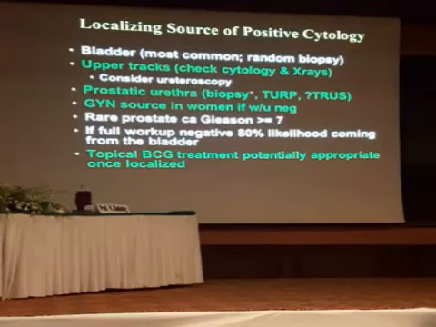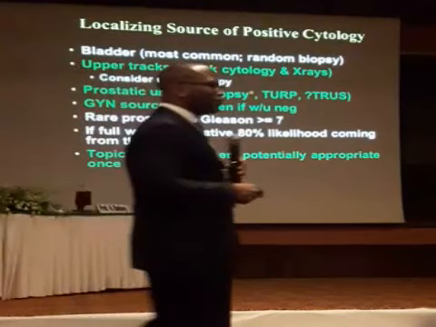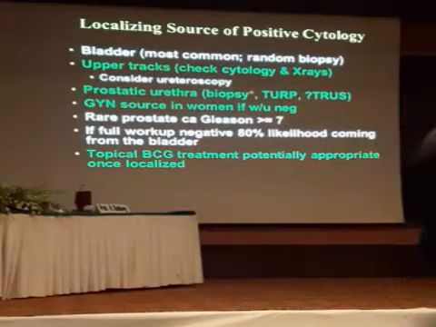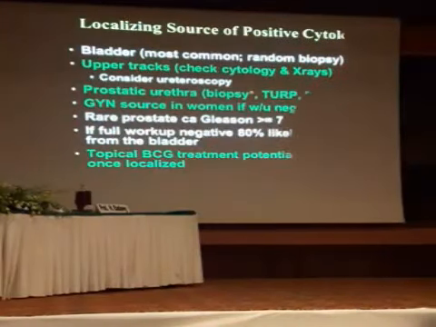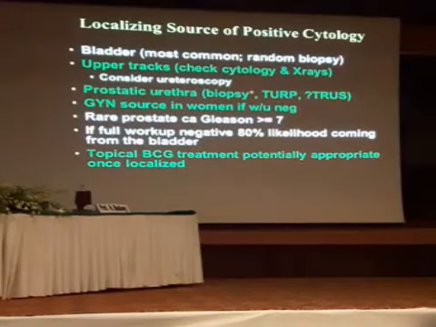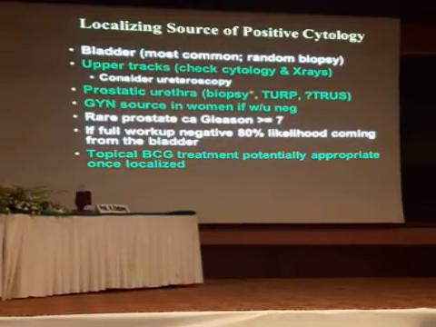What I typically do is, if I have a positive cytology but the scope is negative, I'll take that patient to the operating room. The first thing I'll do is selective upper tract cytologies on both sides, and then I'll do random bladder biopsies. I'll get the random bladder biopsy result back, and I'll also get the upper tract cytology result back. And if something is there on one side or the other, I'll do a ureteroscopy.